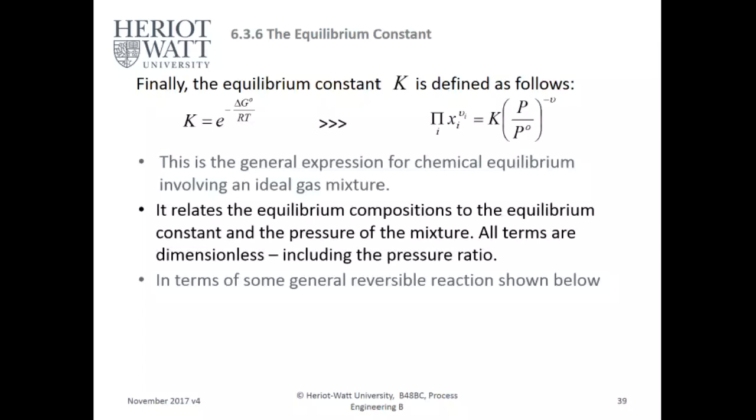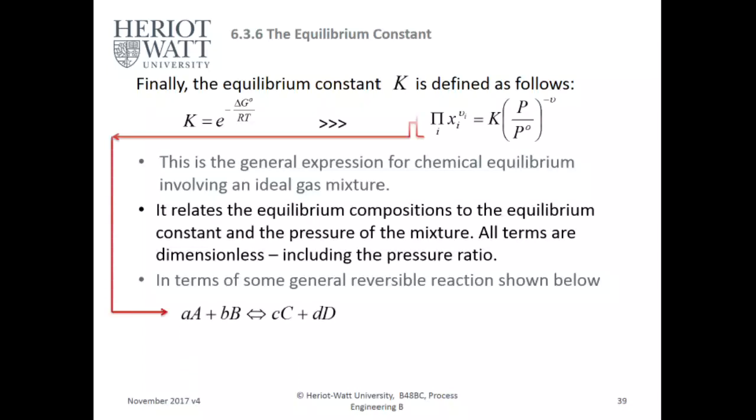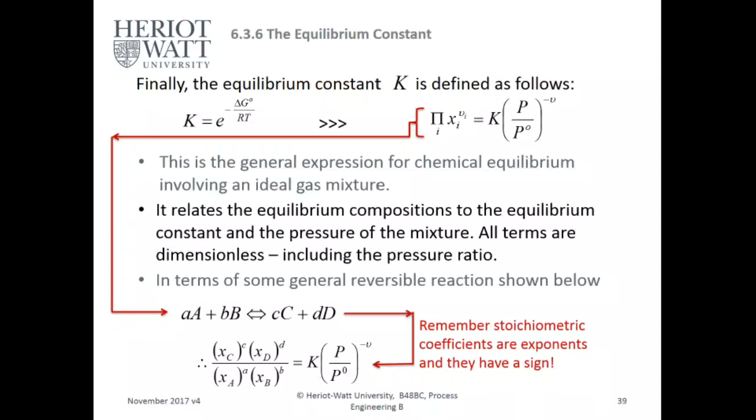some general reversible reactions shown below, A plus B goes to C plus D. This leads to xC to the power C, xD to the power D over xA to the power A, xB to the power B equals K, P over P0 to the power negative v. Remember, the stoichiometric coefficients are exponents and they have signs. So the equilibrium constant is defined below.